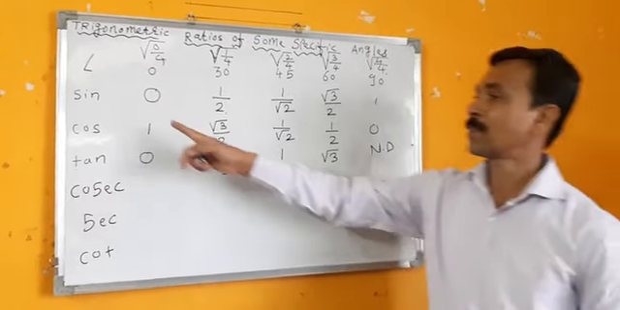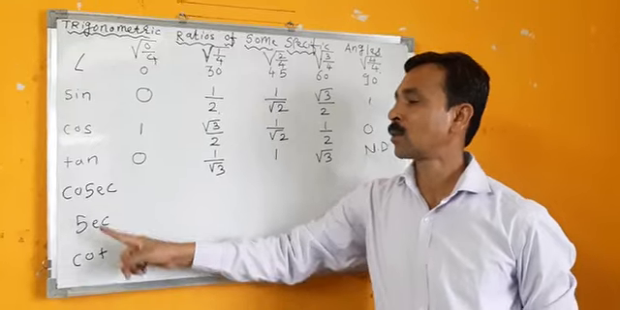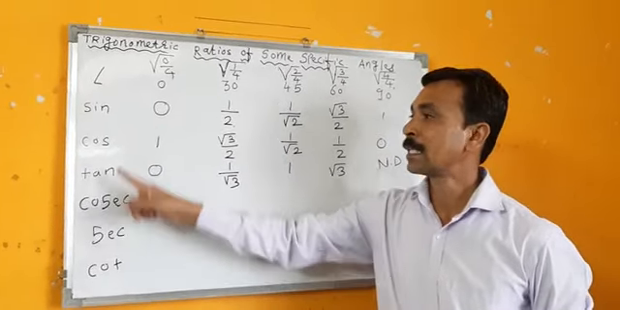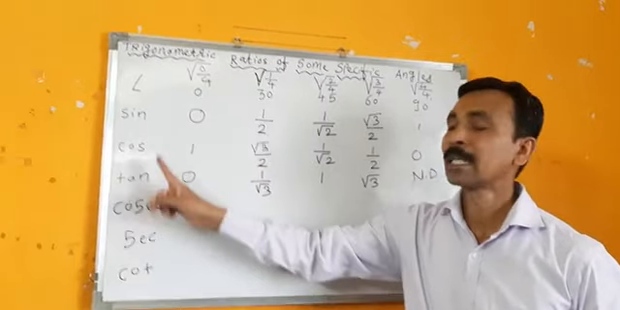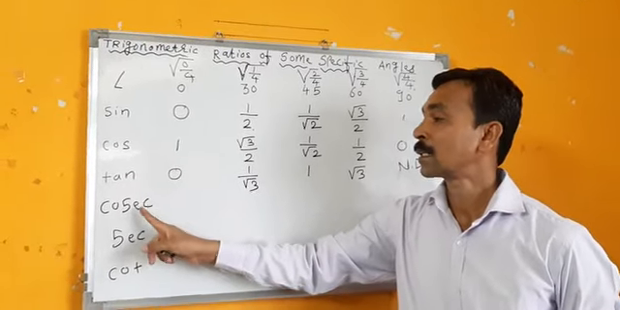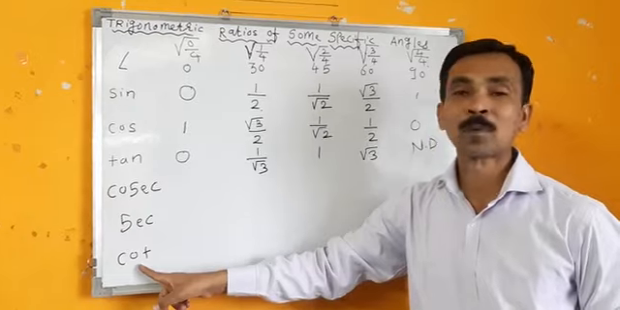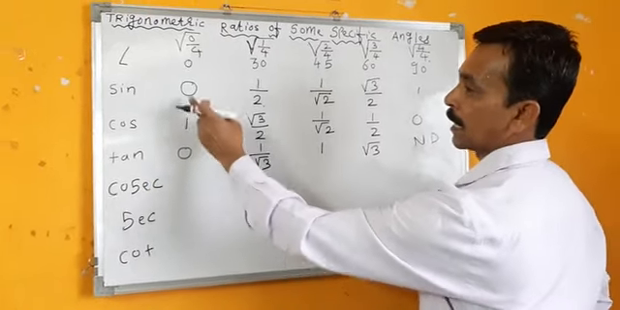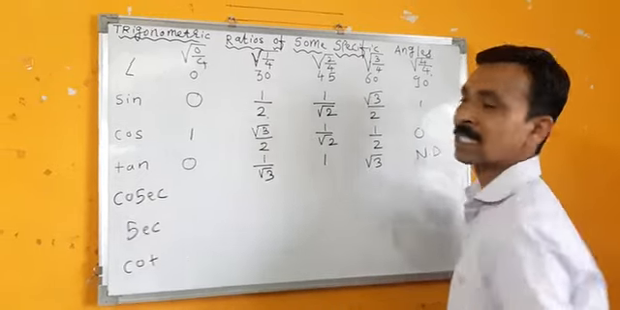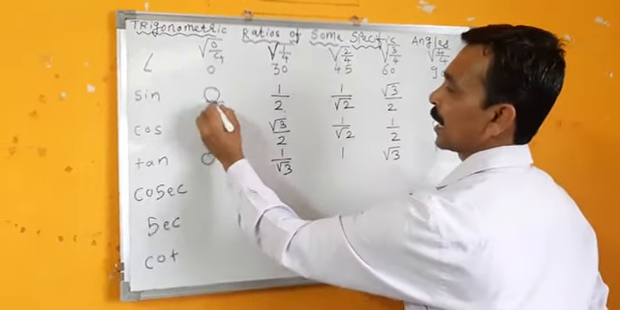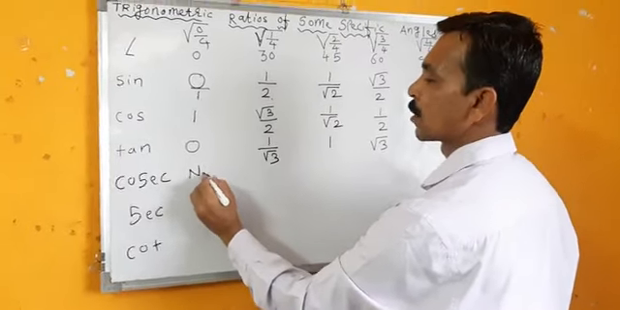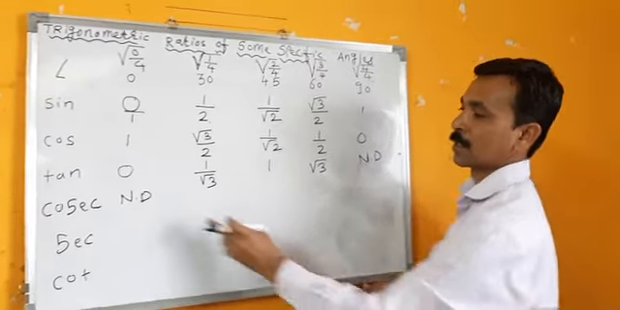Now, once we get the values of sine, cos and tan, we don't have to find the values of cosec, sec and cot separately, because cosec is the reciprocal of sine, sec is the reciprocal of cos, and cot is the reciprocal of tan. Let's see. Cosec is the reciprocal of sine. Sine 0 is 0, which means 0 upon 1. The reciprocal of 0 upon 1 is 1 by 0, which means not defined.